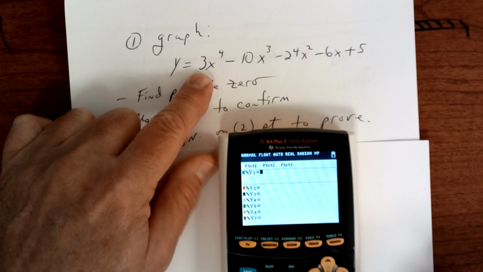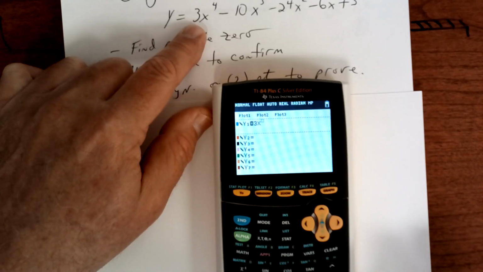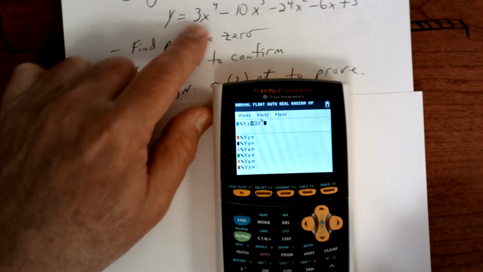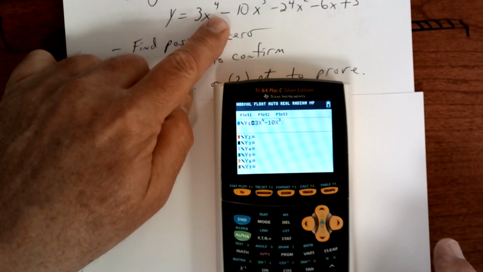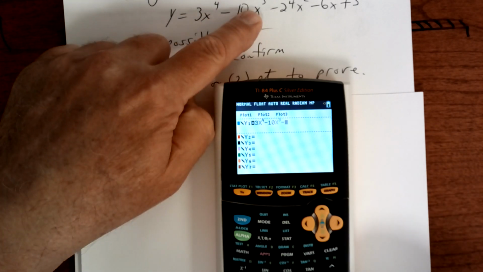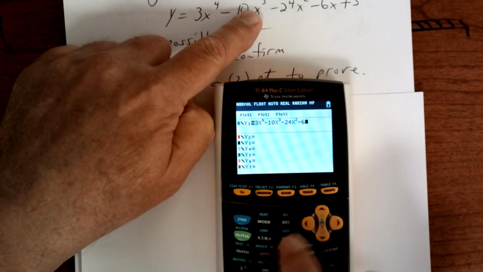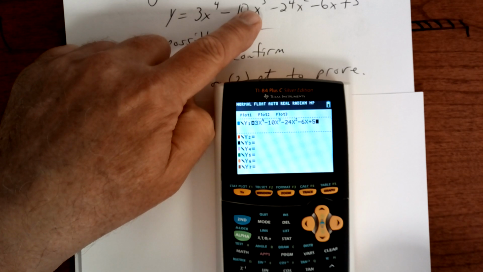Watch what I do. 3x, raise it to the 4th power. And then advance it. And then minus 10x to the 3rd. Advance it. Minus 24x squared. Advance it. Minus 6x. And then plus 5. Now we're going to graph that.